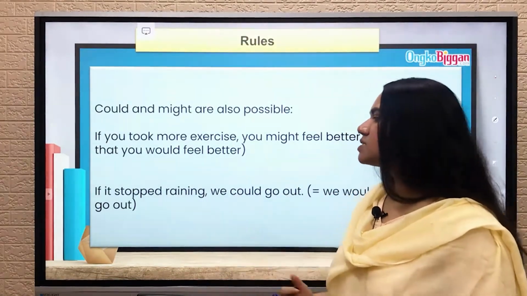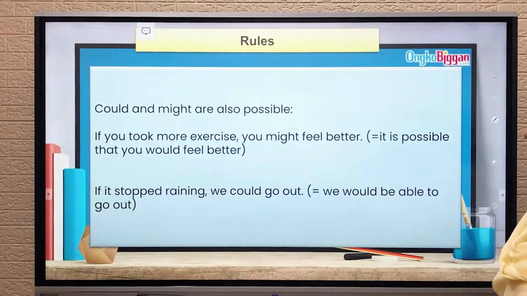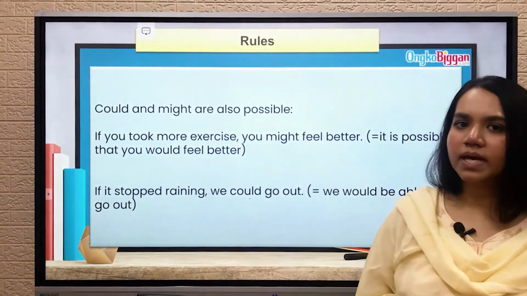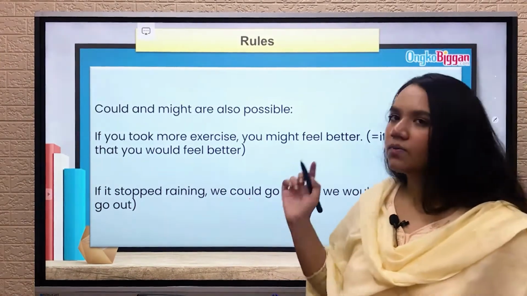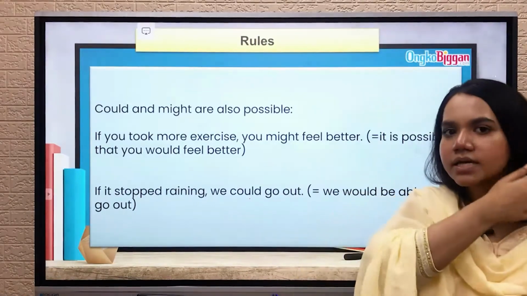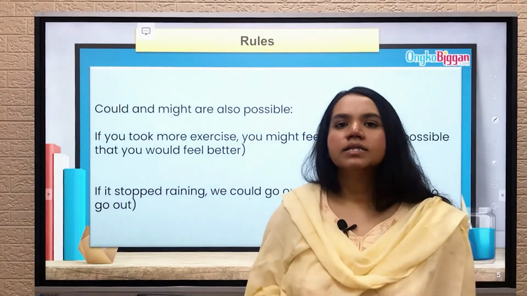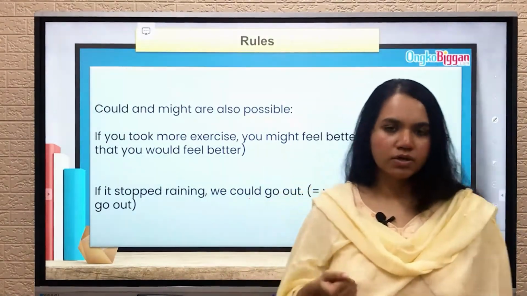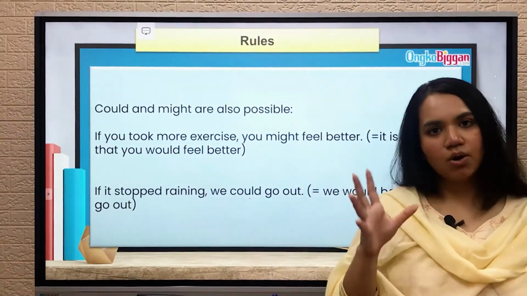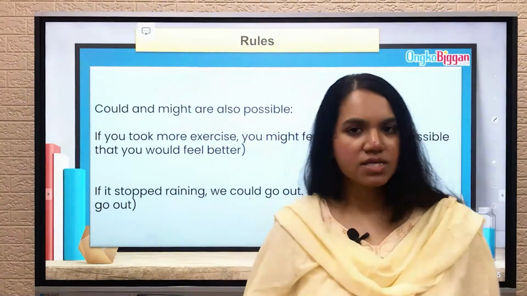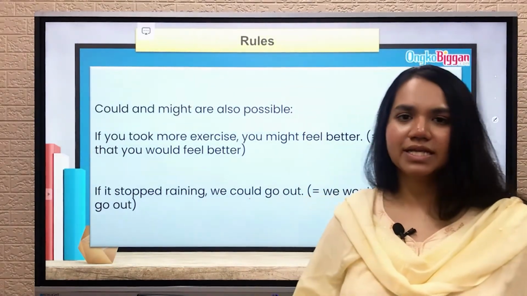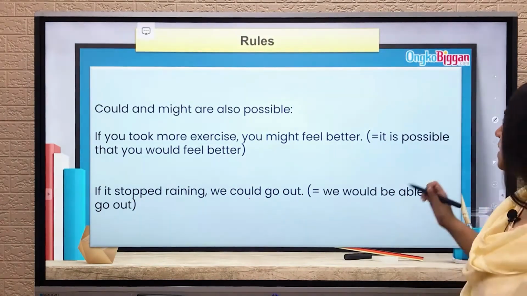Like another sentence we see, if it stopped raining, we could go out. So in the case of could, you can also put you would be able to go out, right? So what did we learn? That if, with the if clause, there is could and might, we can replace could and might with would. But if there is no could or might in the if clause, then there is a high chance that we will not use the word would in the case of the main verb, right?